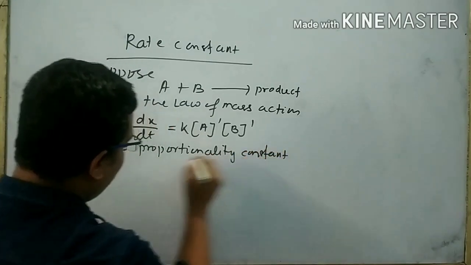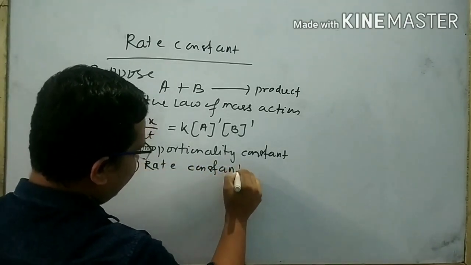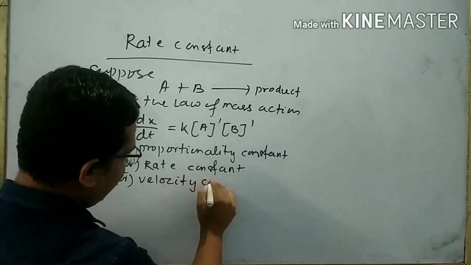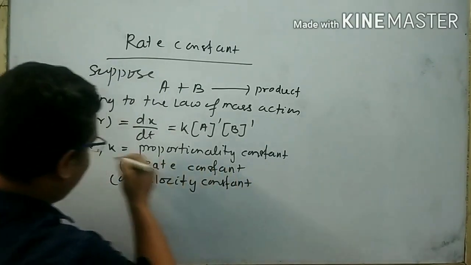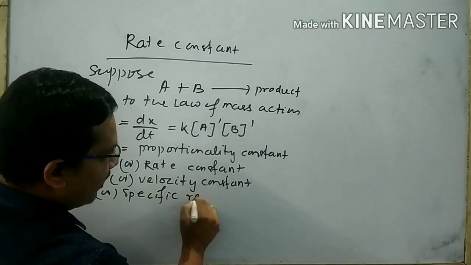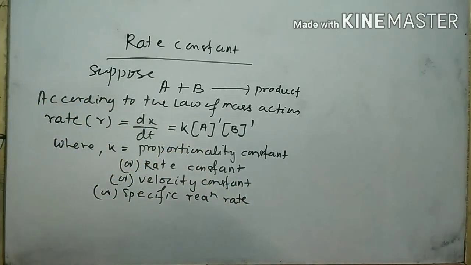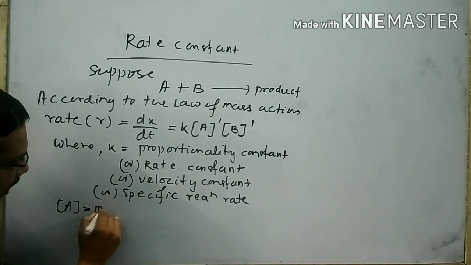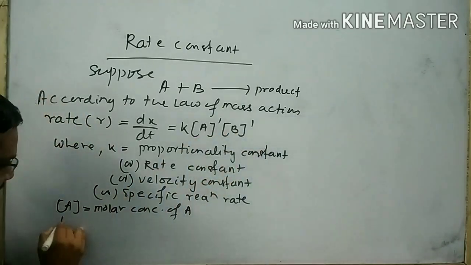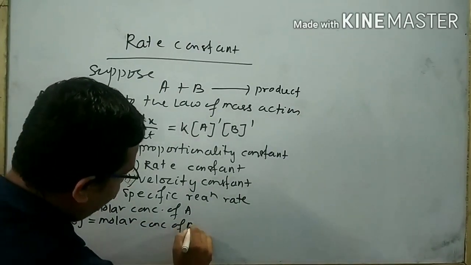It is also called the rate constant. It has other names, that is, velocity constant. K is also called specific reaction rate. This term is called the molar concentration of A, and this term is called the molar concentration of B.